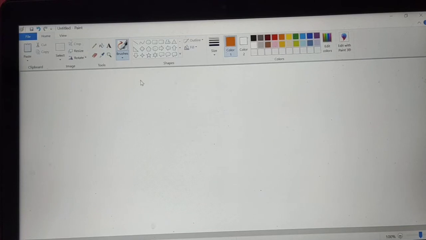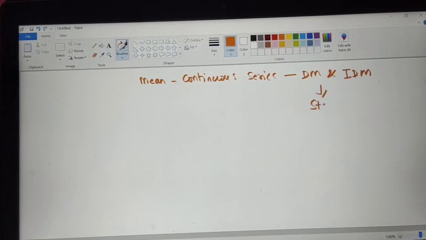So today we are going to deal with mean under continuous series. We already dealt with the direct method and indirect method, and today we are going to deal with the step deviation method. Let's take a look at the formula. x bar, which means mean, equals a plus sigma f dx divided by n into c.